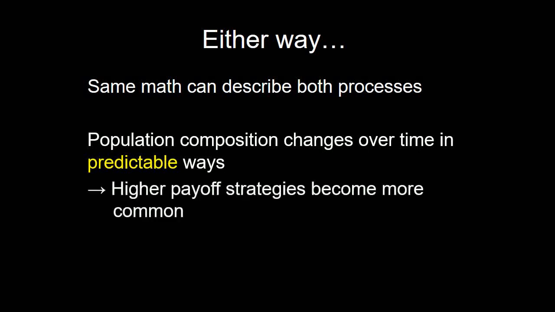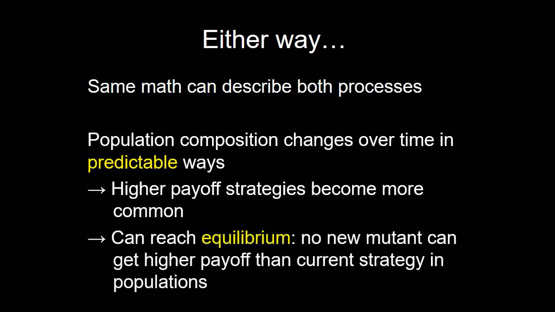It does it in a predictable way, such that higher payoff strategies become more common, and the population can reach an equilibrium. When the population is in equilibrium, any new mutant that was to arrive, that is, if anyone was to change their strategy, they would get a lower payoff than they're currently getting. And so that means when you're in a situation where no one could improve their payoff by switching, then that's like a stable outcome that you should expect as a long-run outcome.